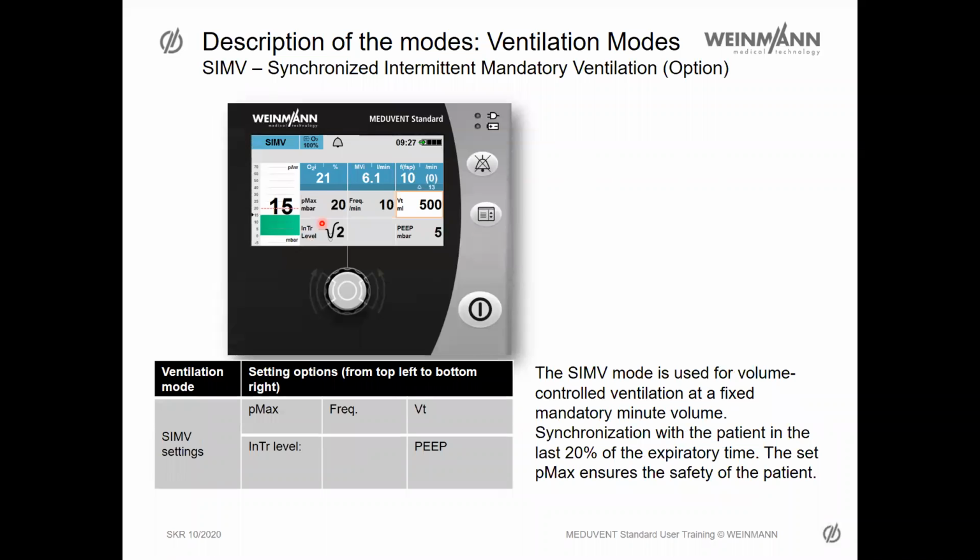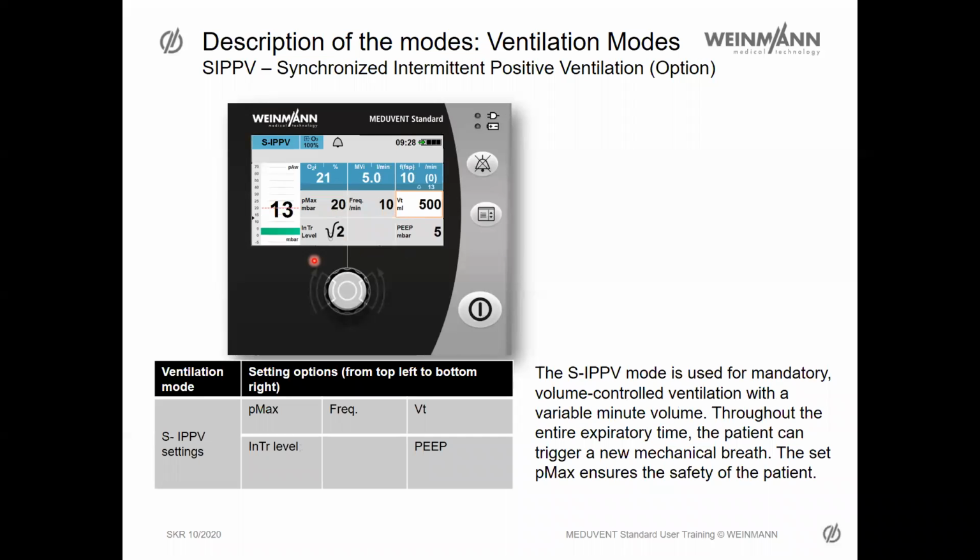SIMV, synchronized intermittent mandatory ventilation, is also an option for the MEDUVENT Standard. The same parameters as IPPV, only you have the inspiration trigger as a new parameter here. As with IPPV, it's the same, but the window for the next stroke that the patient wants to get is 100% of the expiratory time, so the patient can get the frequency higher with this mode.